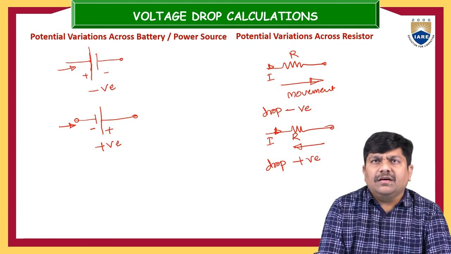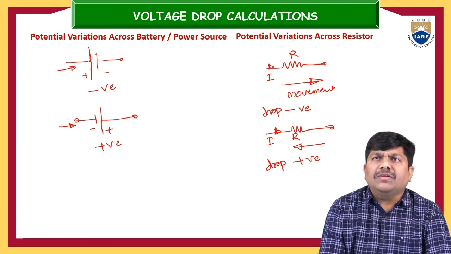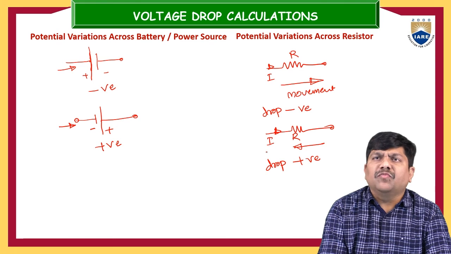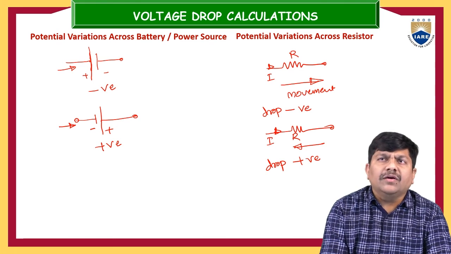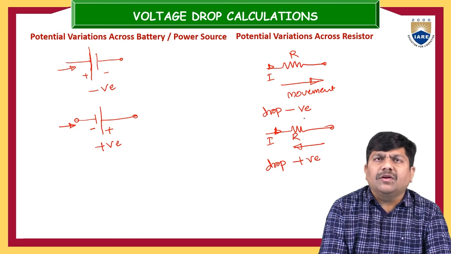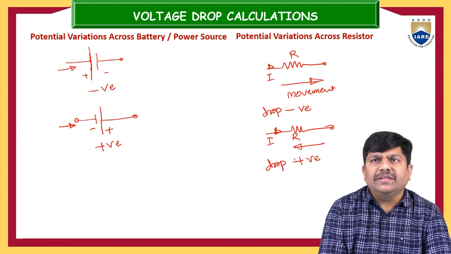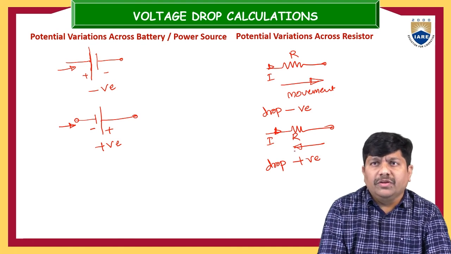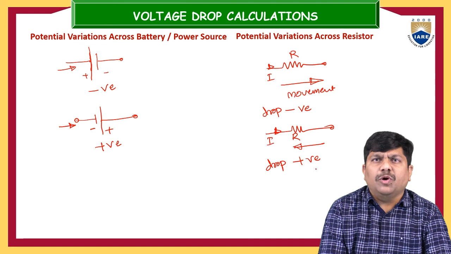My sincere appeal is, whenever the resistance comes into the picture, please strictly follow these polarities of the voltage drops. If the current and the movement in a loop are the same, straight away take the drop across the resistor as negative. If the movement and the current are in opposite directions, straight away take the drop as positive. Current and our movement in a loop, if both are opposite, then take it as a positive drop.